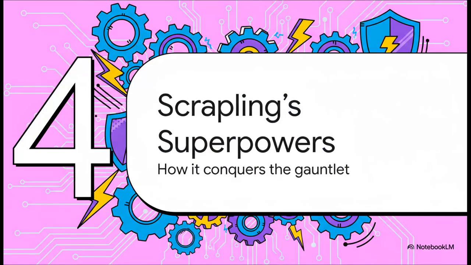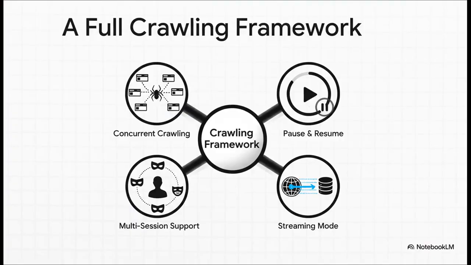So how does it pull this off? How does it actually conquer the gauntlet? Let's break down what we're calling Scrapling's superpowers. First, to solve that problem of scale, it's a full-on crawling framework. This isn't just about being fast, it's about being smart. It can crawl lots of pages at once, and it can even use multiple different sessions to make it look like different users, which helps avoid getting spotted. But honestly, the real lifesaver here is the ability to pause and resume.